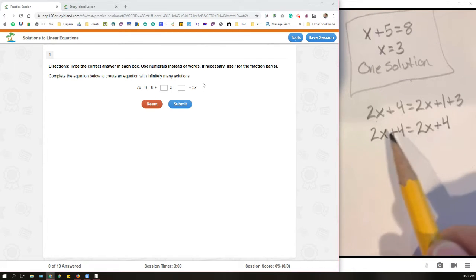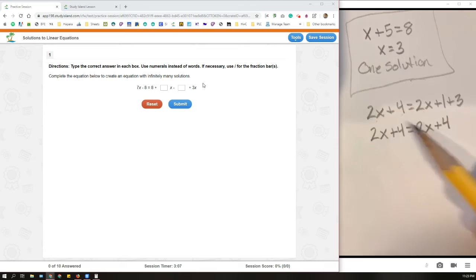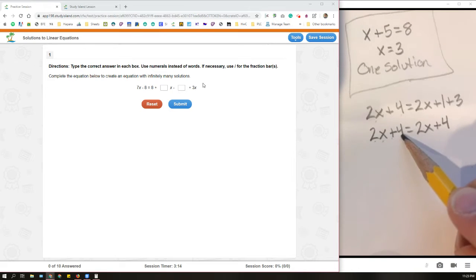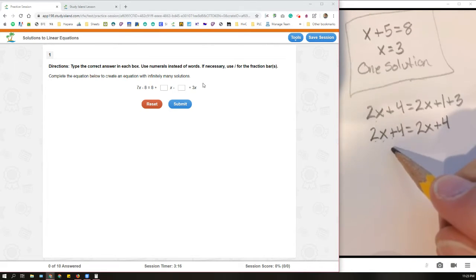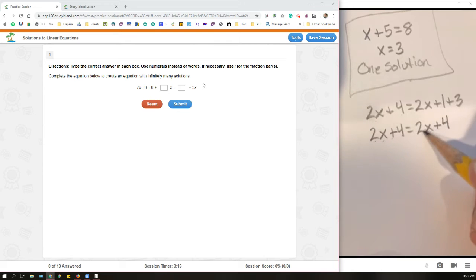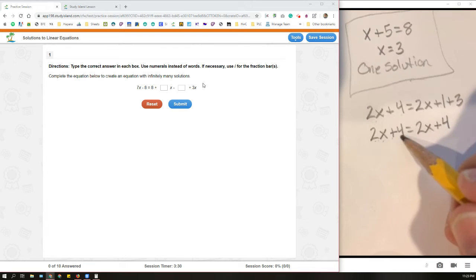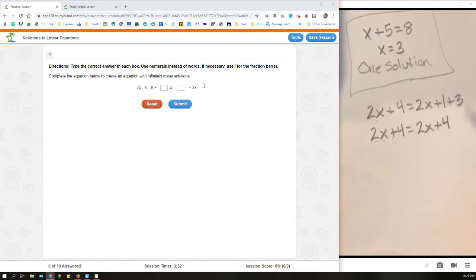Again, the solution is what number can we plug in that makes this true? So just ask yourself, could I plug in 0 and this would still be true? Well, let's see. 2 times 0 is 0. 0 plus 4 is 4. So if I plug in 0, the left side is 4. The right side, 2 times 0 is 0, 0 plus 4 is 4, so the right side would be 4. So the two sides would be equal if I plugged in 0 for x. So 0 is a solution because 2 times 0 plus 4 is equal to 2 times 0 plus 4.